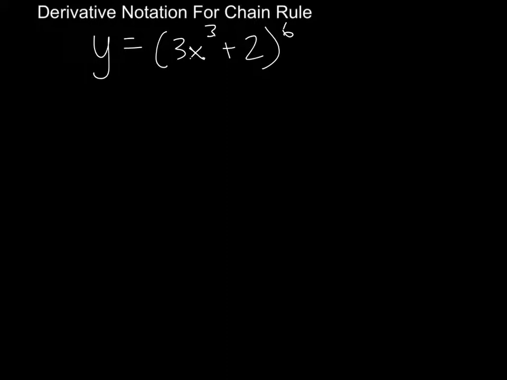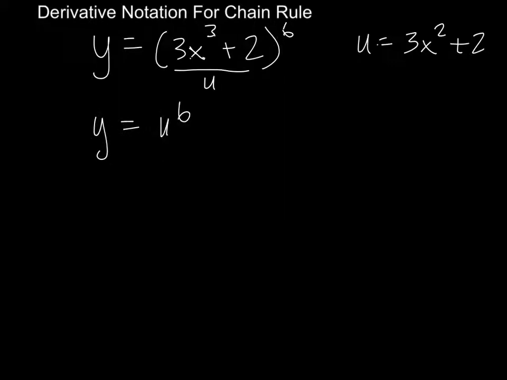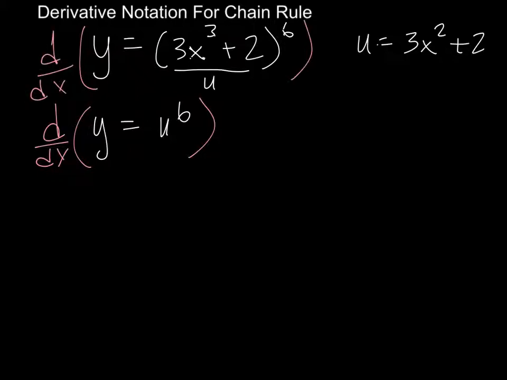What we've been doing is saying, okay, I'm going to let my inside function be this function u. So if I write u is equal to 3x squared plus 2, then I'm going to rewrite my function as y equals u to the 6th, okay? Now, what I want to do is take the derivative of this function with respect to x, and that's what I'm doing up here as well. I'm taking the derivative with respect to x.